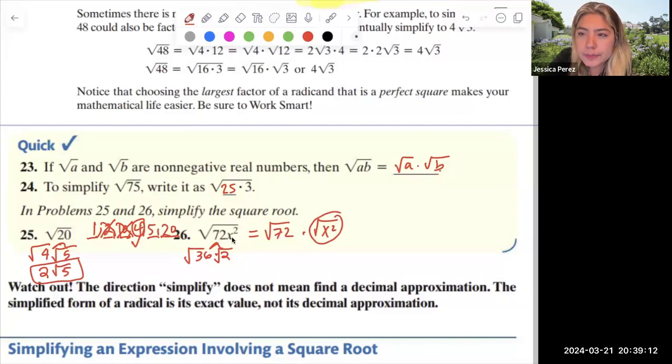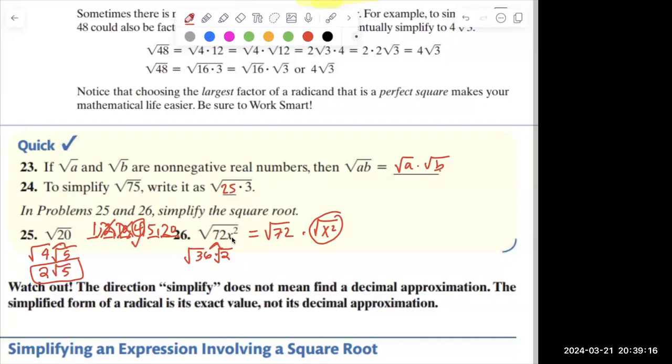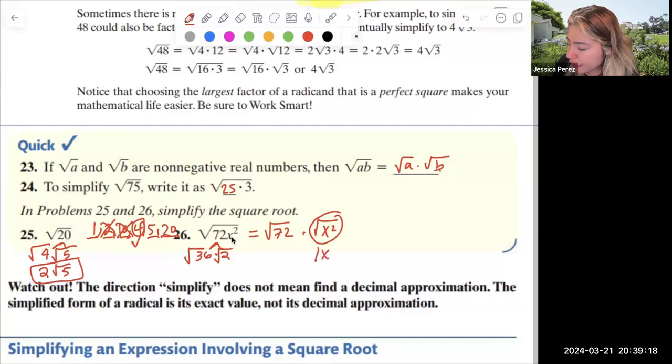What is this answer? That is the absolute value of x. Yes, thank you. That's the absolute value of x.